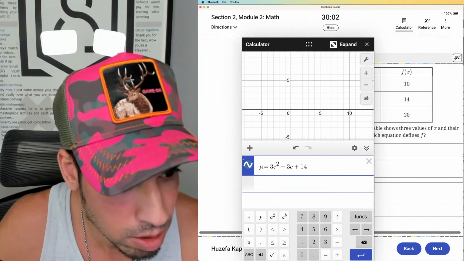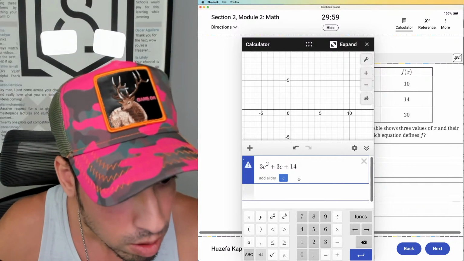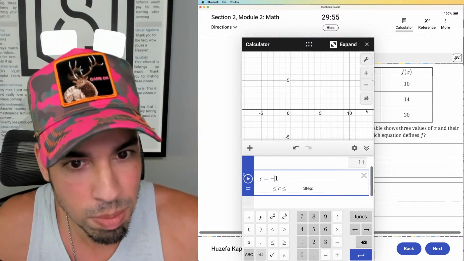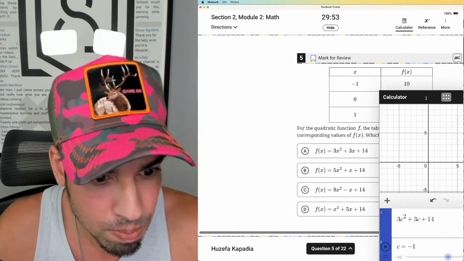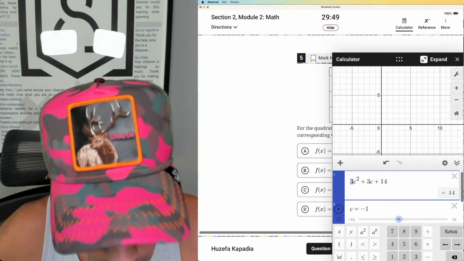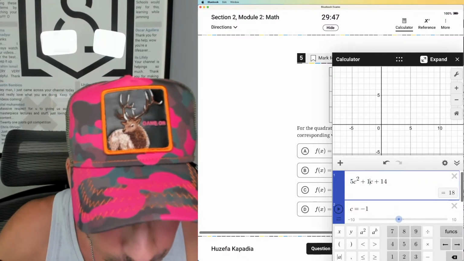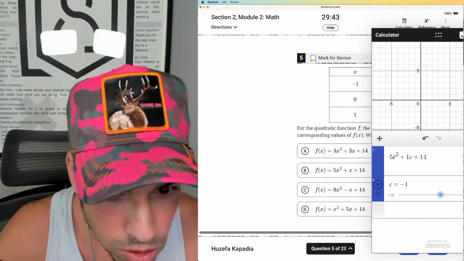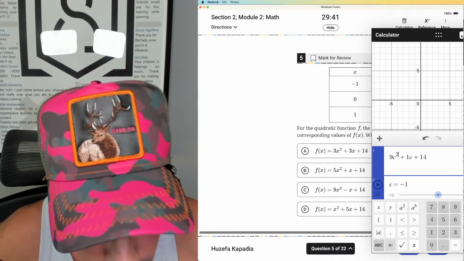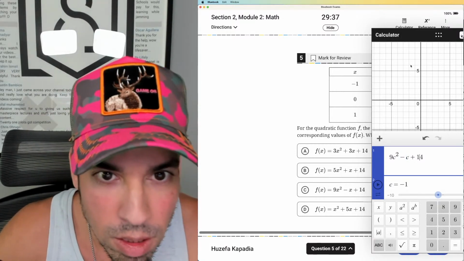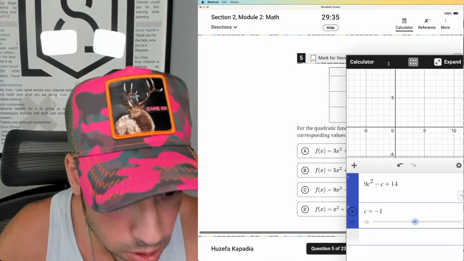Wait, it didn't give me a slider. Oh, I know why. I don't want the y. We want -1 to give me 10. Nope, it gives me 14. So A is immediately out. Then 5, 1, and 14. Again, -1 gives me 18, not 10. That's out. So then let's go to option C, 9 minus c plus 14. -1 gives me 24. That's out.